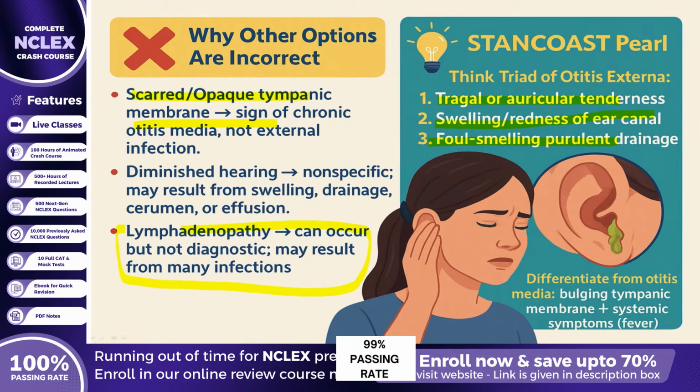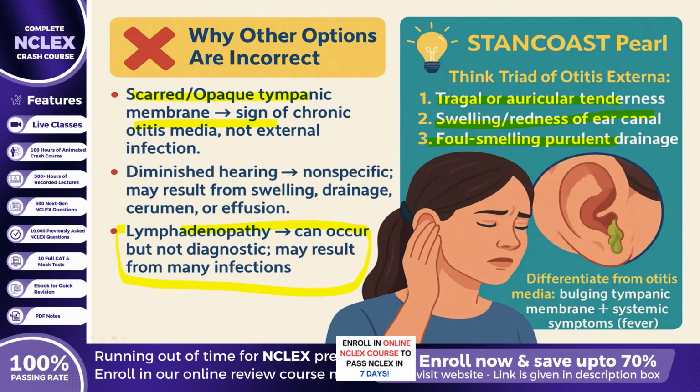Here is your Stan Coast Pearl. When you think of otitis externa, always recall the triad of tragal tenderness, canal swelling, and purulent drainage. These features help you instantly differentiate it from otitis media, which involves middle ear fluid and tympanic membrane changes.